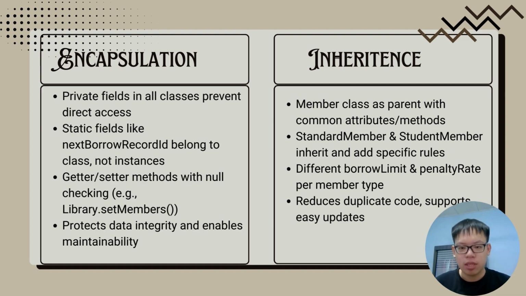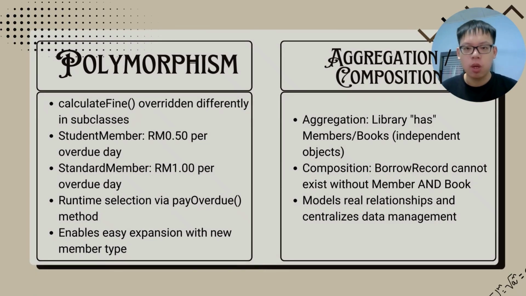Next, inheritance. We created a member parent class with standard member and student member as children. Both inherit common properties but implement different borrowing limits and fine rates. For polymorphism, we overrode the calculate fine method. Student members pay only 50 cents per overdue day, while standard members pay 1 ringgit. The system automatically selects the correct version at runtime.